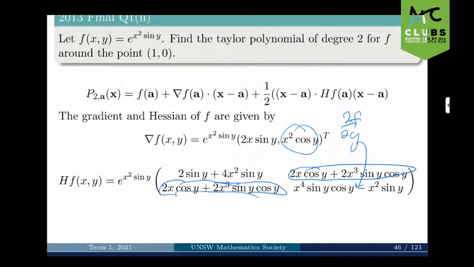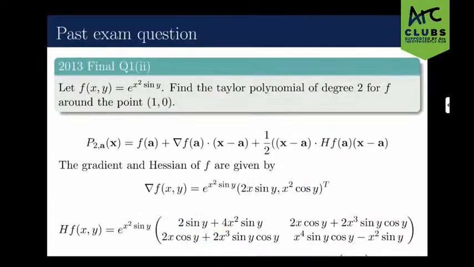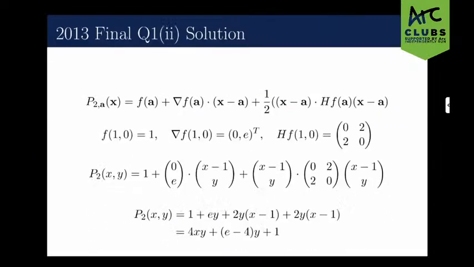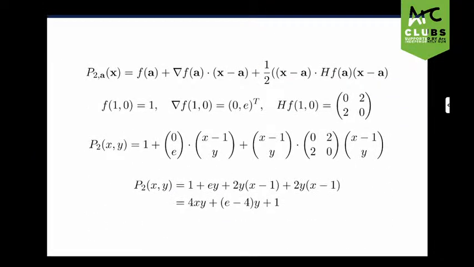So now we need to sub everything into the formula. I need to evaluate the gradient at a, which is (1, 0). So I sub in x is 1, y is 0. And I want to evaluate the Hessian at a. So I sub in those values as well. And then I'm pretty much done. So I sub everything inside. So this is f(a), this is the gradient evaluated at a, and so on.